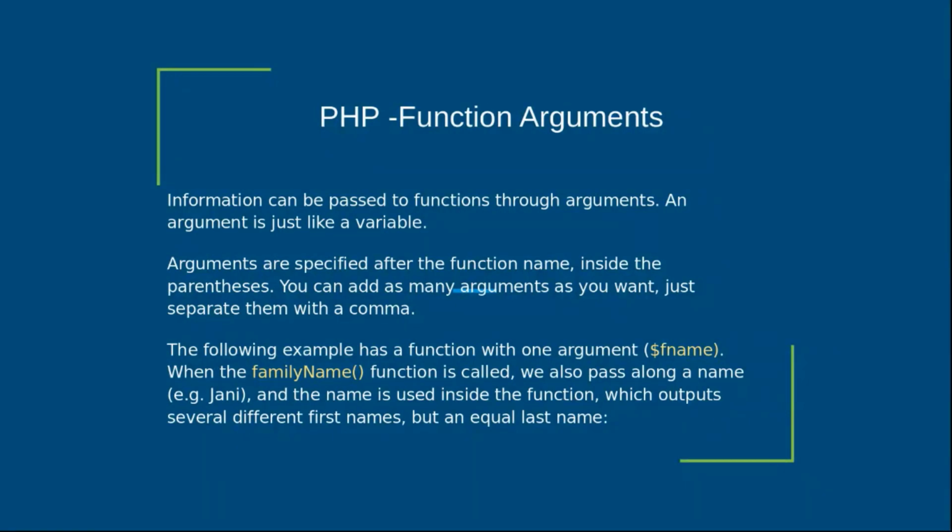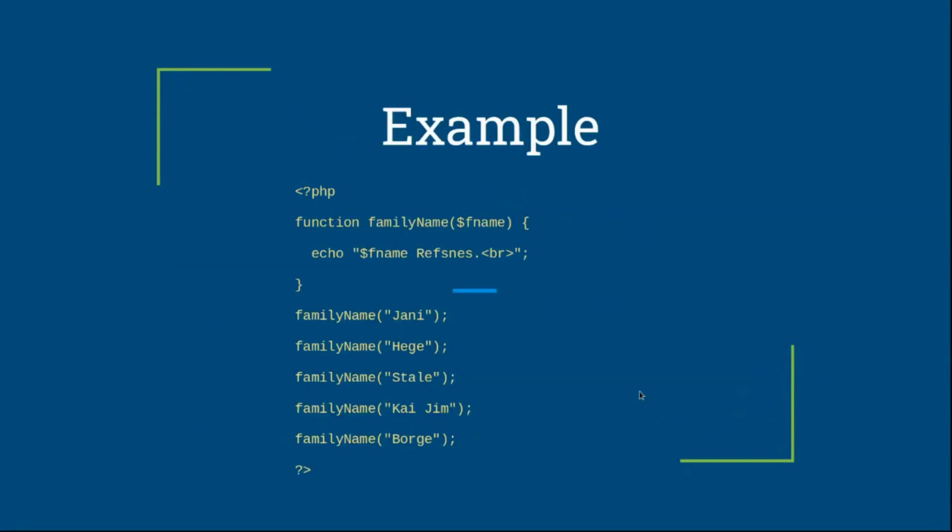You can add as many arguments as you want in your function, and you just need to separate them with a comma. The following example has a function called family name, which greets that family. So this is the function. The function name is family name, then the name, and then I'm just greeting the person. So this will just print out the person's name, right?